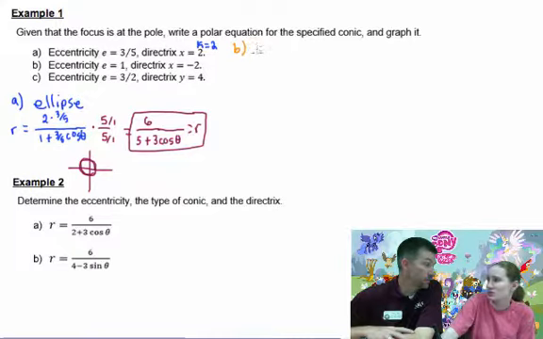Okay, so e equals 1. So that means that we have a parabola.